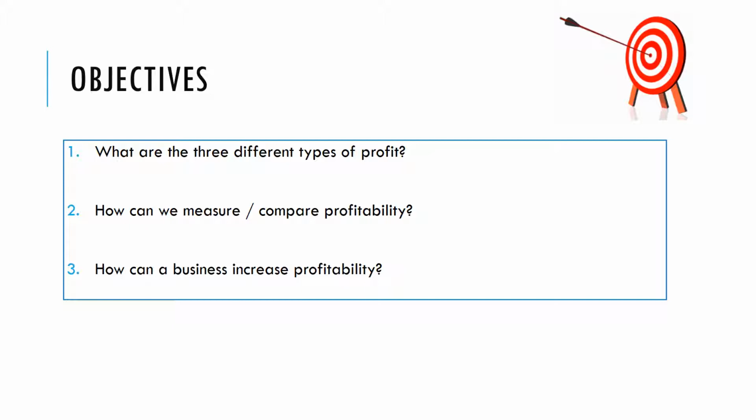There are three different types of profit in business and we need to know the difference between these three types and how we refer to each. Secondly, we're going to look at profitability, how we can measure how profitable a business is and make comparisons between businesses. And then lastly, look at how a business might increase its level of profitability.